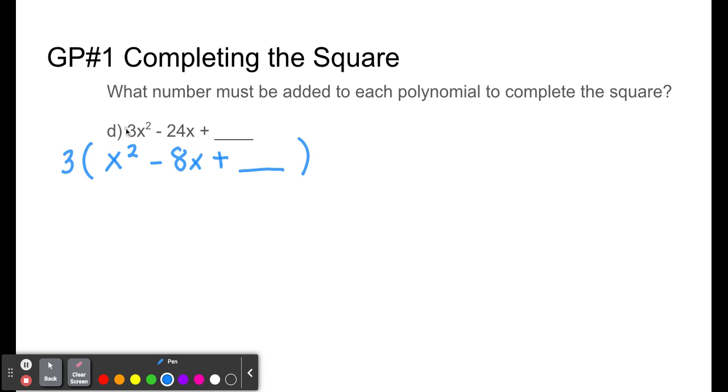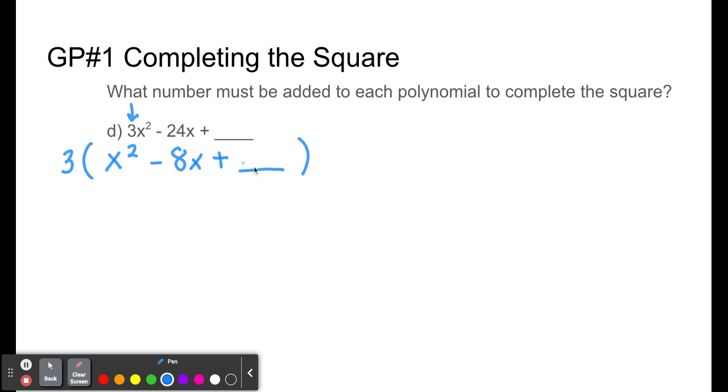So as a toolbox item, I will say that anytime your a value is not positive 1, you need to divide that number out. So here we're dividing out 3. If it was 2, you would divide out 2. If it was a negative, you would divide out a negative 1. Anytime it's not positive 1, you're going to divide that number out.